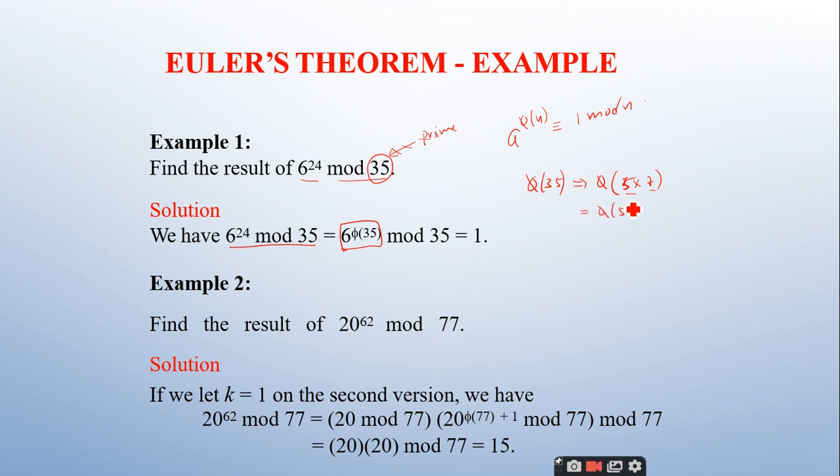So phi of 5 into phi of 7. Phi of 5: 5 is prime, so 5 minus 1, this is rule 2, into phi of 7. 7 is prime, therefore you apply rule 2: 7 minus 1. That is 4 into 6, which is equal to 24. So 6 power phi of 35 is nothing but 6 power 24. Am I right or not? Why? Because phi of 35 is equal to 24. So 6 power phi of 35 mod 35, according to Euler's formula, is 1. Clear?